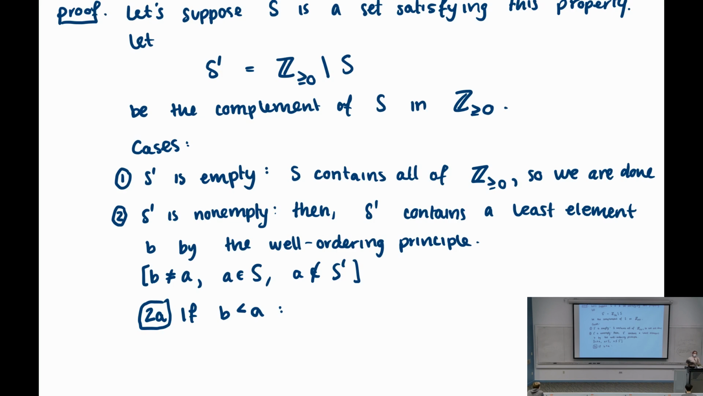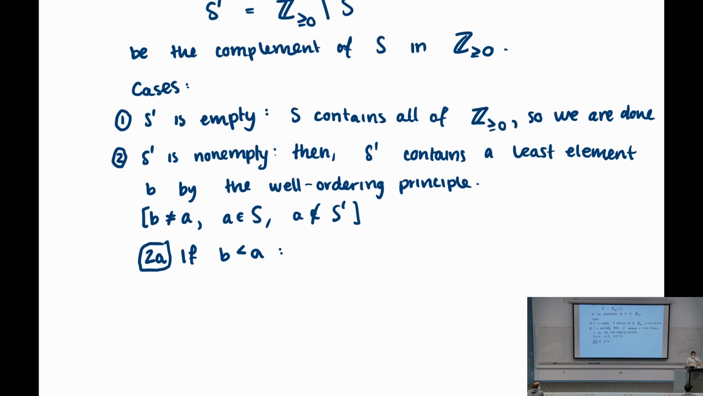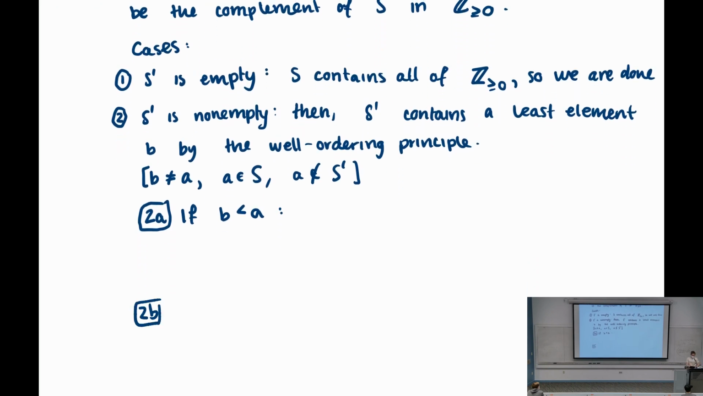B is less than A, then like A, I guess, can't be 0 because then there's a non-negative integer that's less than A. Yes, that's true. Okay, I'm going to give you like 2 or 3 minutes to discuss together how to do the proof in this case. So if B is less than A, and you can also think about what happens if B is greater than A. Okay, so take a few minutes to discuss this.